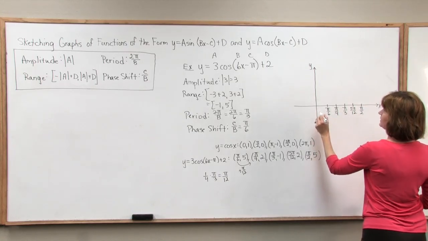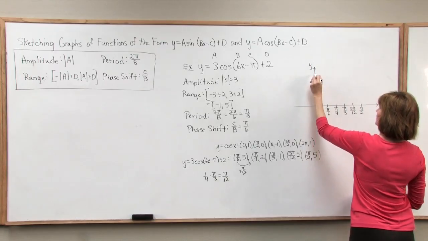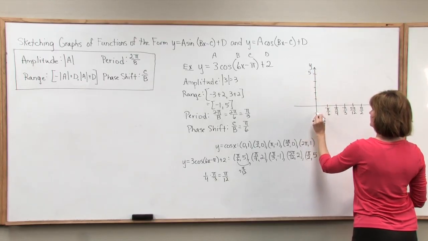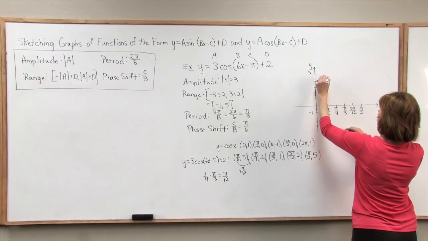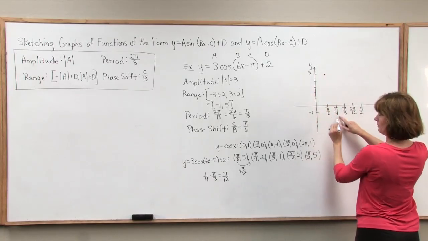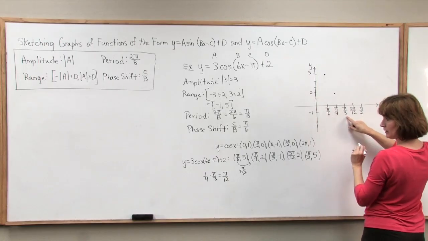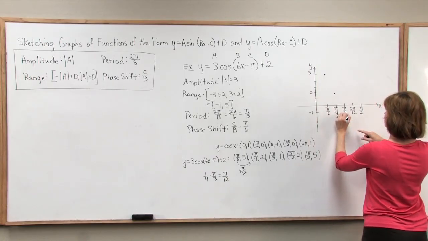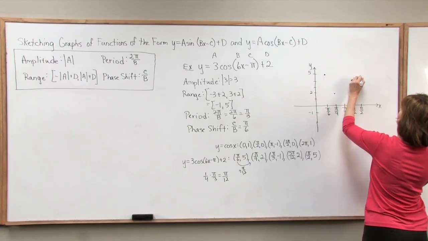And let's see, I need to go up to 5. And down to negative 1. Okay, so we have pi over 6, we're up at 5. Pi over 4, we're at 2. Pi over 3, we're down at negative 1. Back to 2. And back to 5.